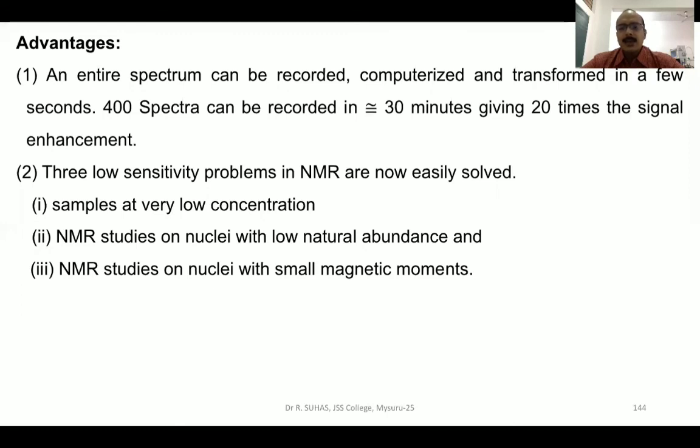Another important advantage of FT-NMR is that even if the sample concentration is very, very low in the sample tube, it is able to detect the number of peaks present in the molecule. That means you can easily arrive at the structure of the molecule even if the sample concentration is very small. Also, there are many isotopes. You will know that not all isotopes of a particular element show NMR; only those whose spin quantum number I is greater than 0 will show NMR. So even nuclei with very, very low natural abundance can be subjected to FT-NMR.